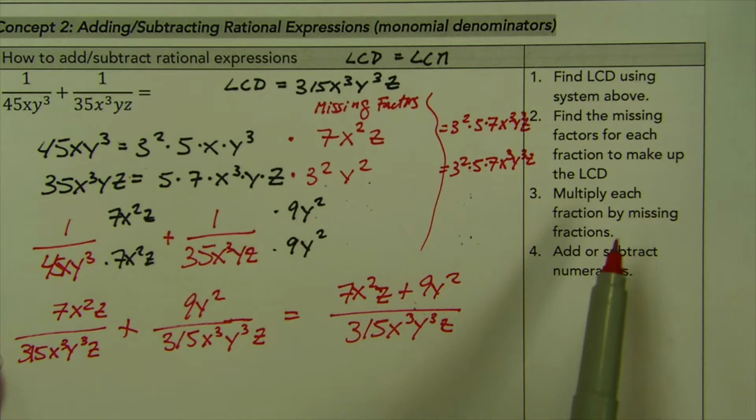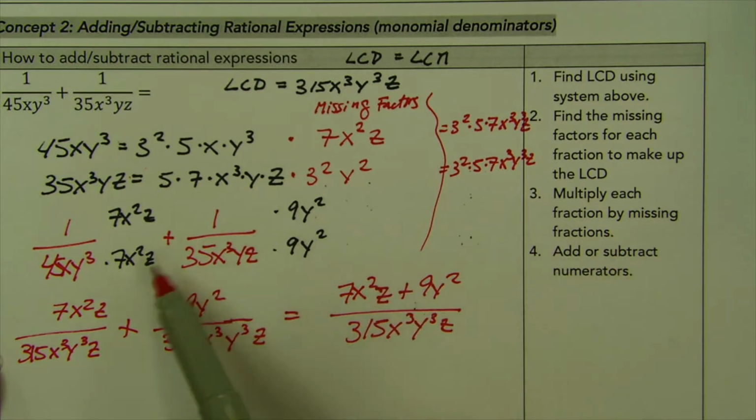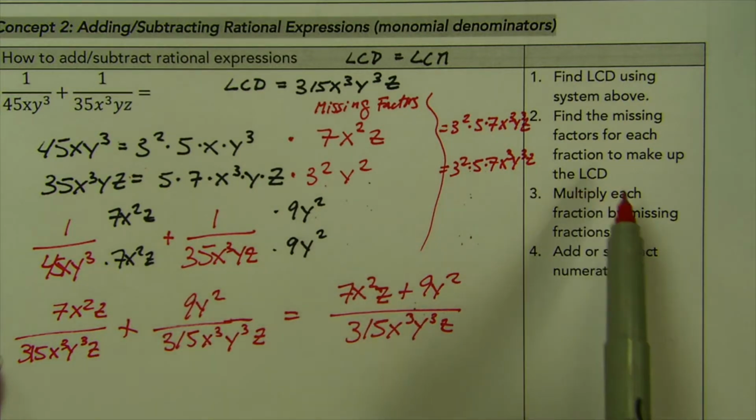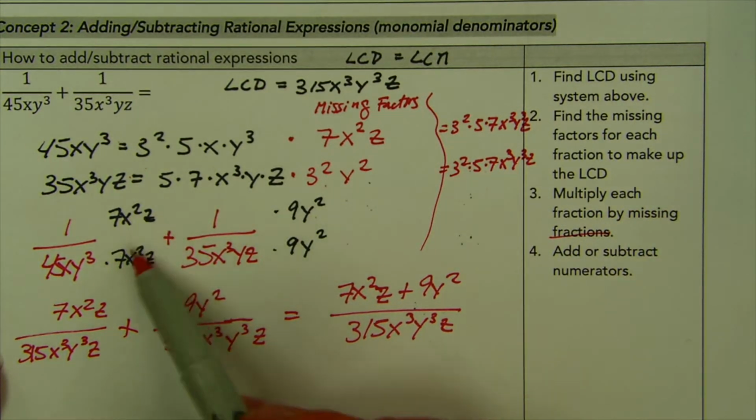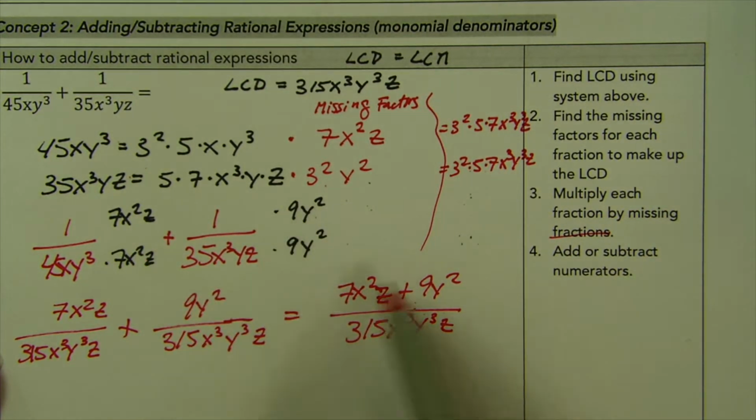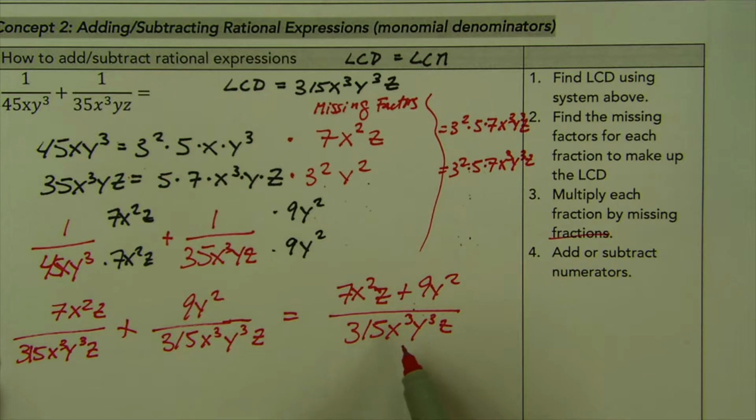So you find the missing factors. You multiply each fraction by the missing factors, top and bottom. And then add or subtract the numerators. Just add the numerators, you guys already know that, and you keep the denominators. All right.